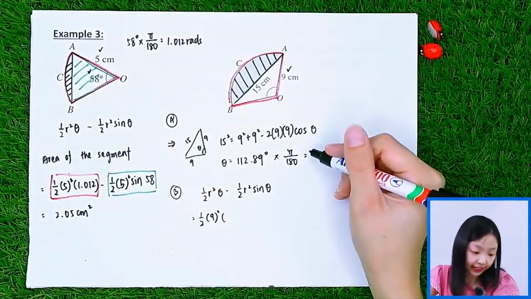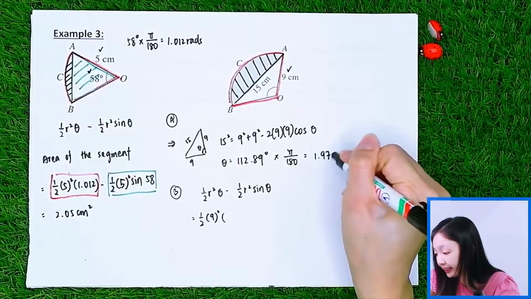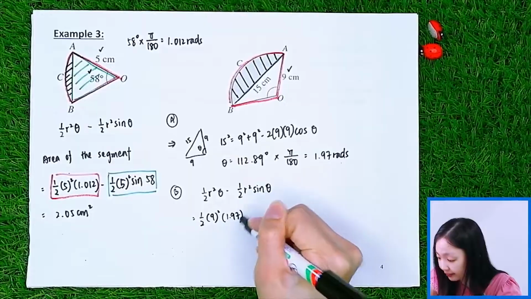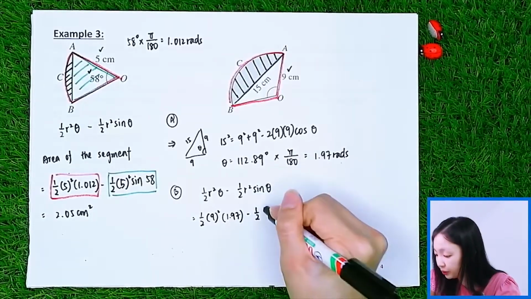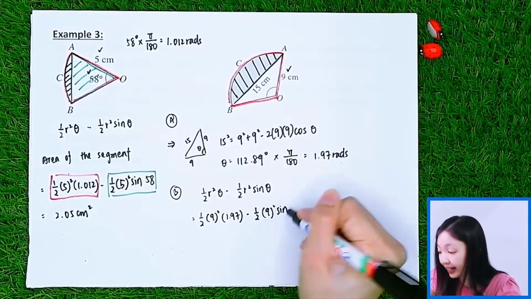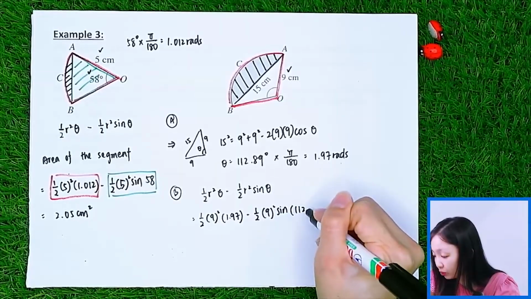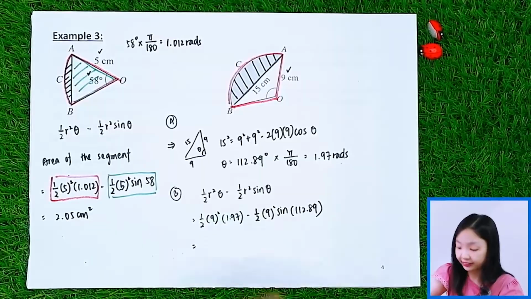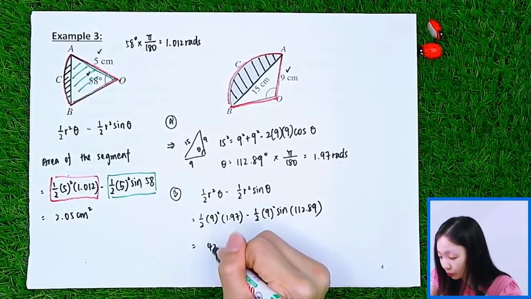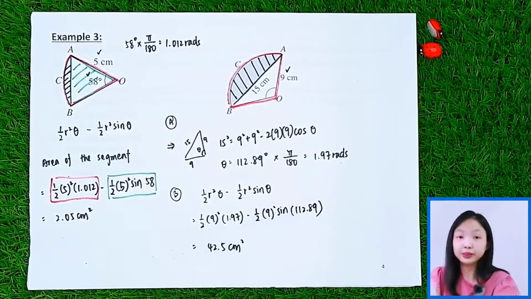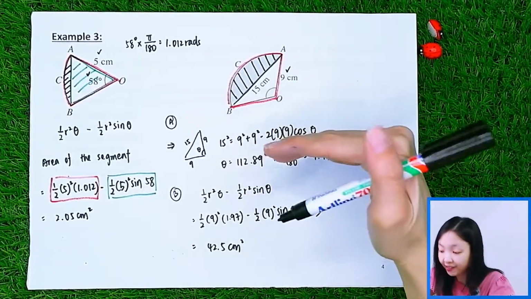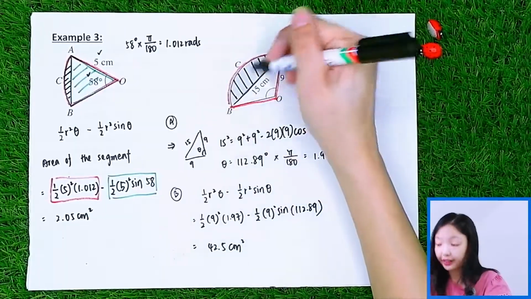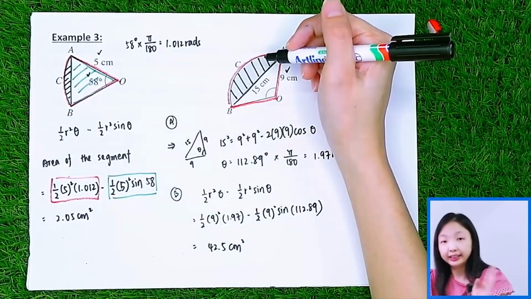So you will get your radian as 1.97 radians. Substitute here 1.97 minus 1 over 2 r squared sine theta, with theta as 112.89. So you can get the area of your shaded region equal to 42.5 cm squared. So you just directly find your angle by using the cosine rule, then you can find the area of this segment. Okay, there is another way.